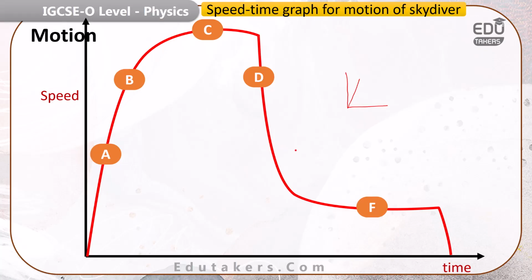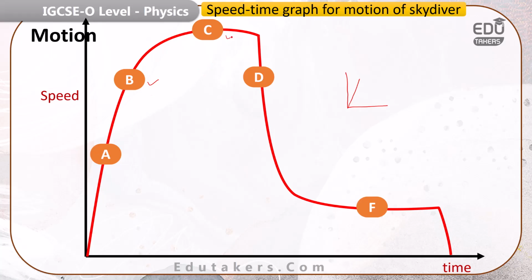The air resistance is very small. Initially there is only one force acting on the skydiver, which is his weight. So when there is only one force acting on the skydiver, the air resistance is negligible. That's why the skydiver accelerates. At the point B, as the skydiver accelerates, the air resistance also increases. Both of these are directly proportional to each other. I can simply say that the air resistance increases with the increase in the speed of the skydiver.